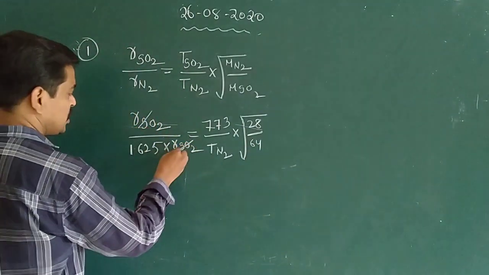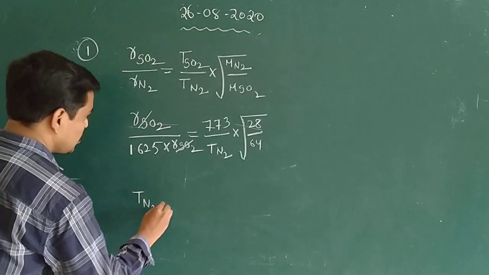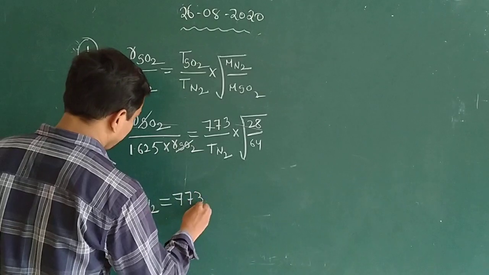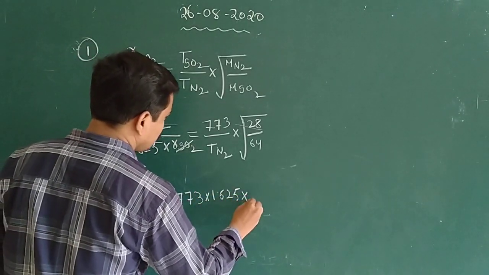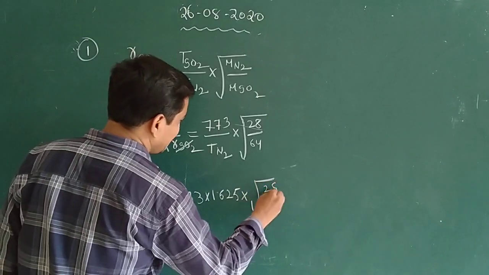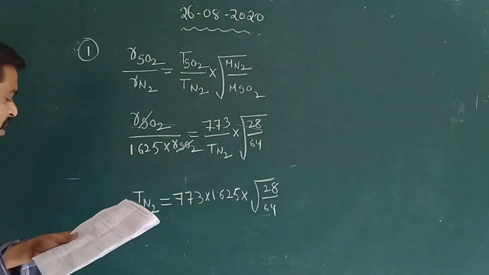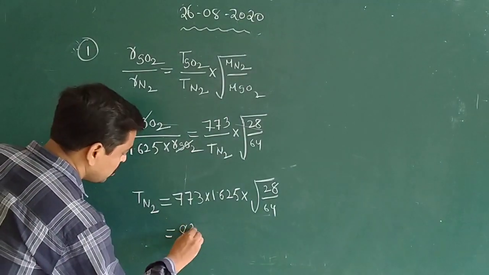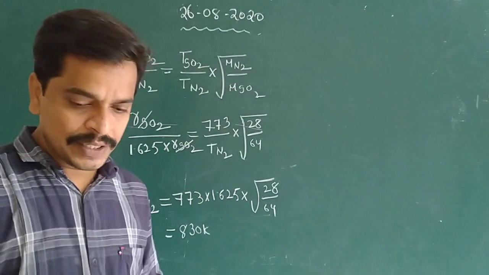Now R SO2 cancels, students. So T N2 is equal to, students, 773 into 1.625 into square root of 28 by 64, students. That's nothing but you can obtain the answer like 830 Kelvin, students. Next, students.